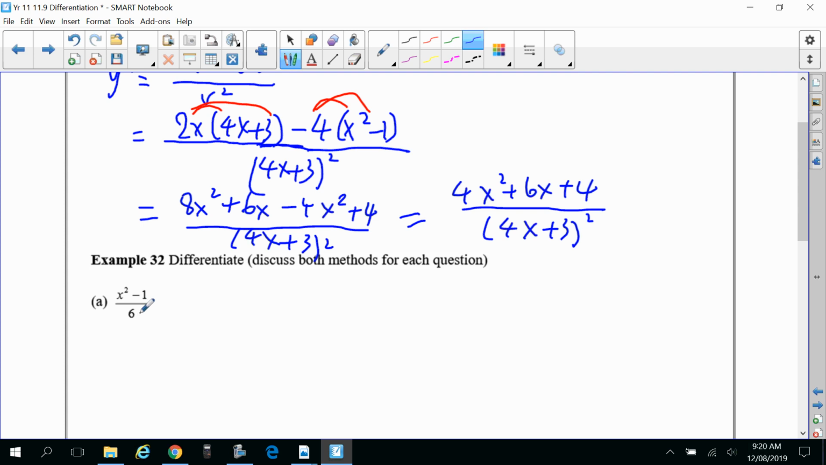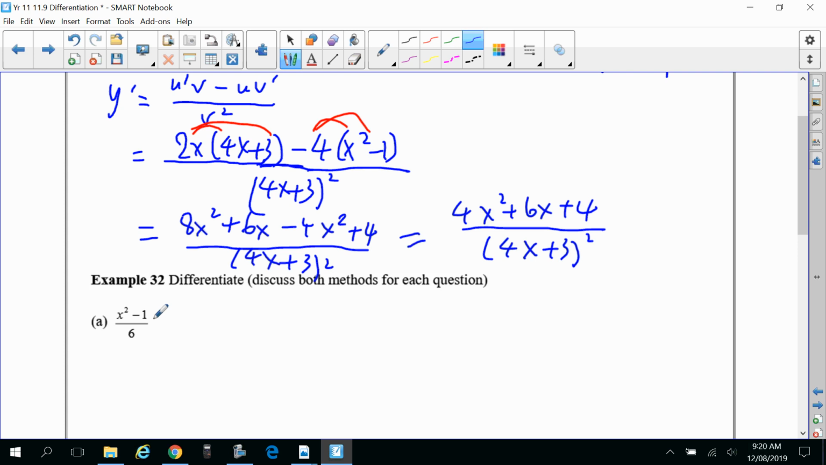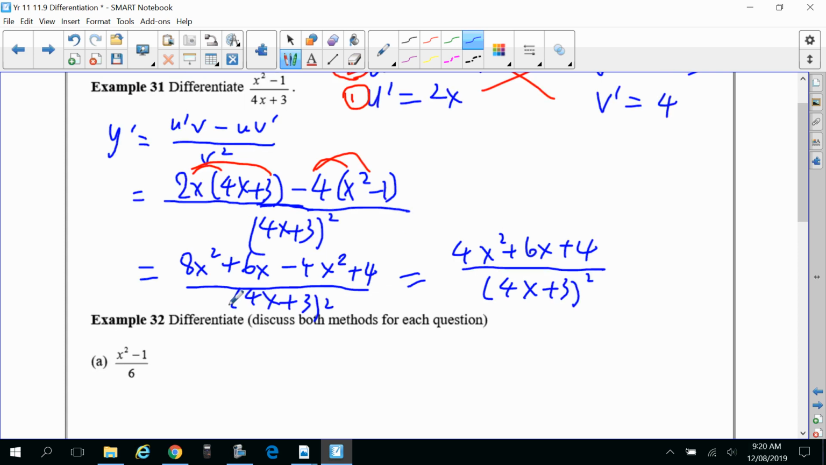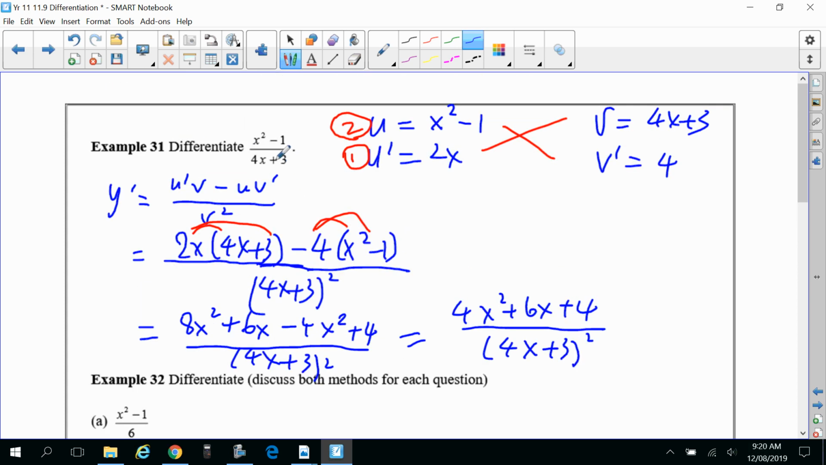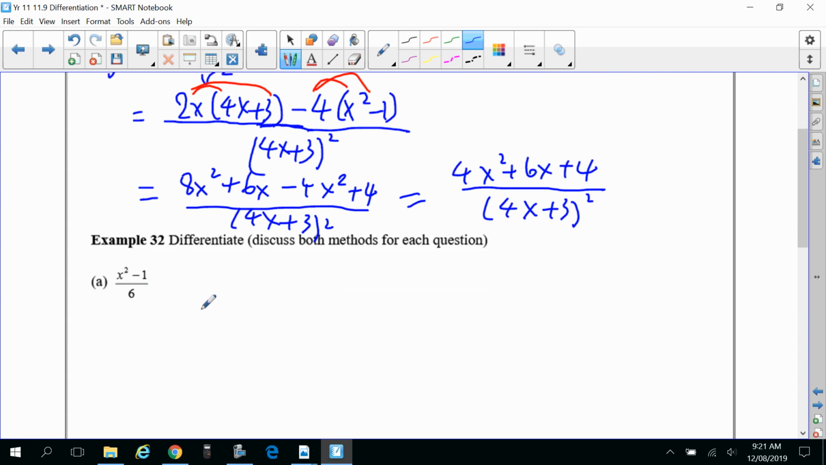This one, the quotient rule is bad. Let me show you why. The quotient rule can be avoided. If you can avoid the quotient rule, not that you have to, then don't use it. But that doesn't mean you have to introduce the product rule either. If you can avoid the product rule or quotient rule, then avoid it. So this one is avoidable. So let's say we're going to use the quotient rule. Let's say u is x² - 1, v is that.